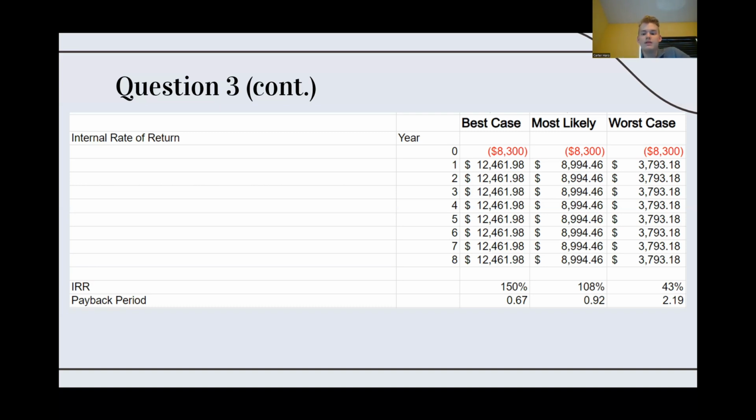And then the payback period we get by dividing that initial payment of 8,300 by the annual payment that will be received in the case, to get that payback period, which for best case is 0.67, for most likely is 0.92, and for worst case is 2.19.